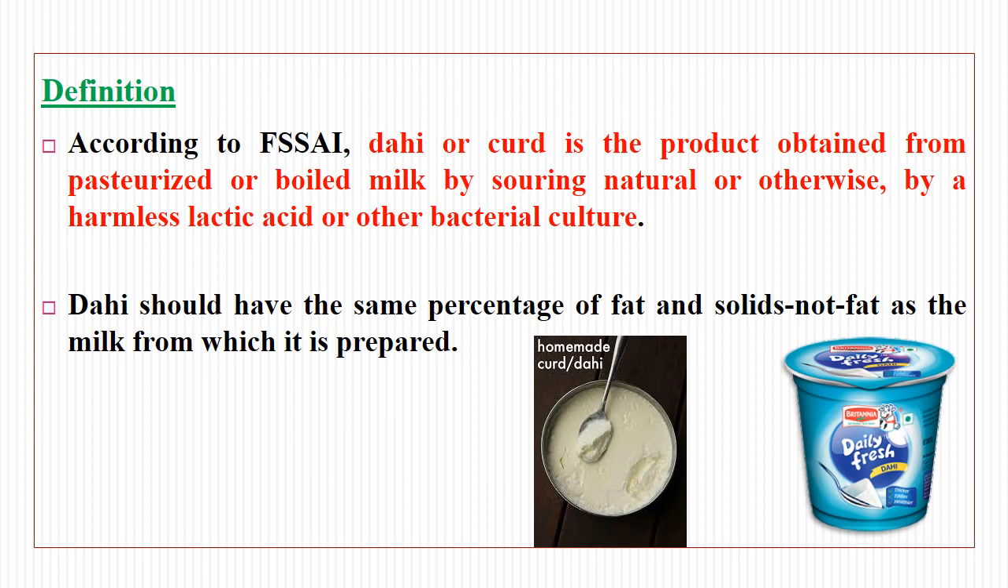Here is the definition of curd. According to FSSAI, dahi or curd is the product obtained from pasteurized or boiled milk by souring, natural or otherwise, by a harmless lactic acid or other bacterial culture. Dahi should have the same percentage of fat and solids-not-fat as the milk from which it is prepared. So this is the basic understanding of what curd is and its legal definition.